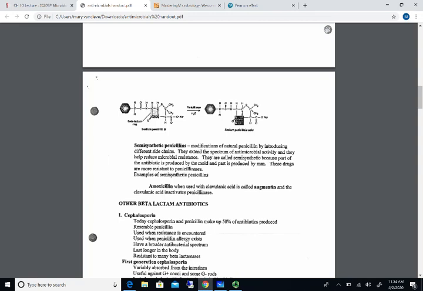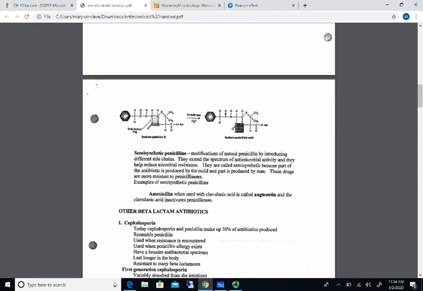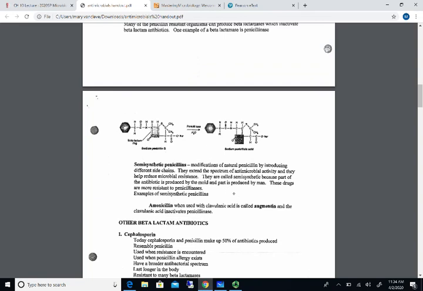Semi-synthetic penicillins, there's a number of different ones that we have. I don't really care that you understand the chains. So this particular chain here that's showing, you can just ignore that. I do not care.